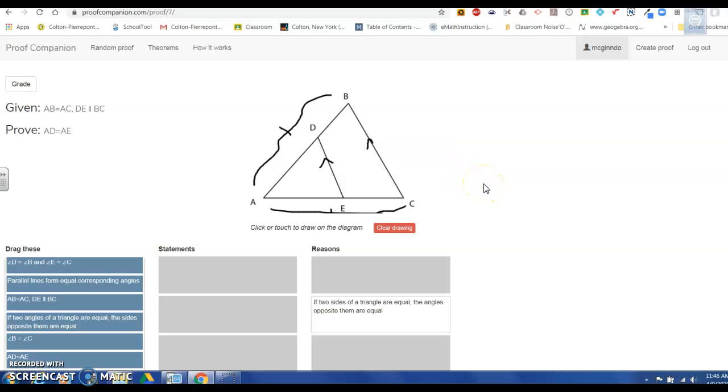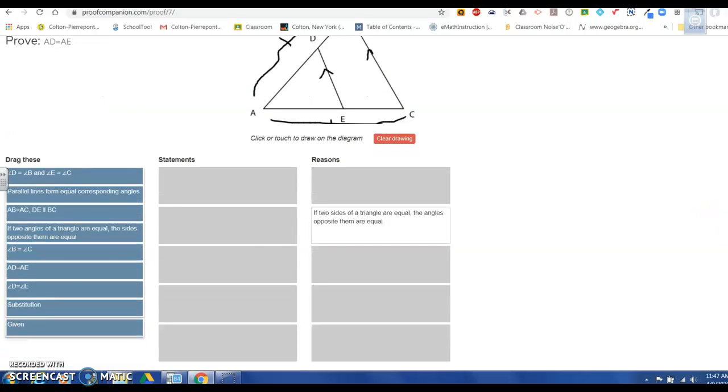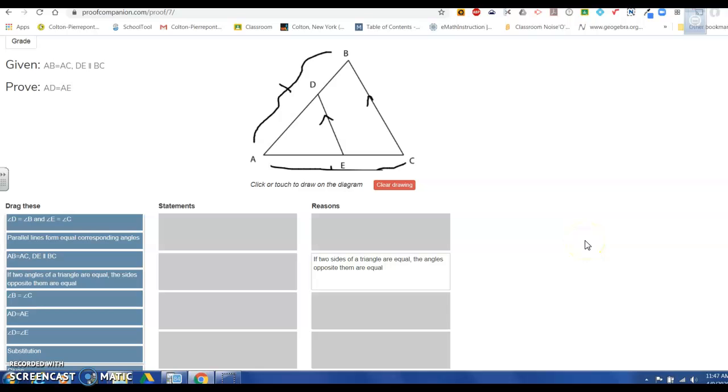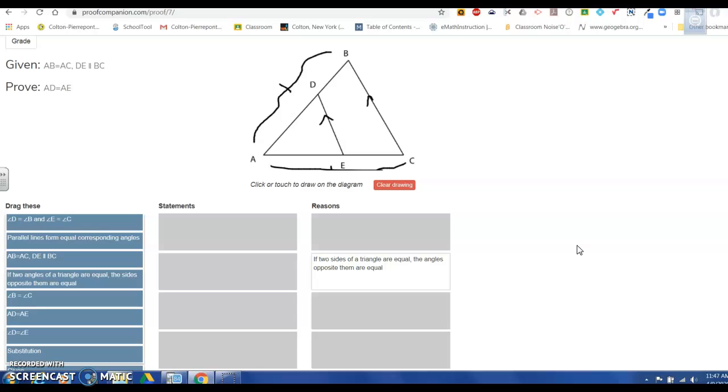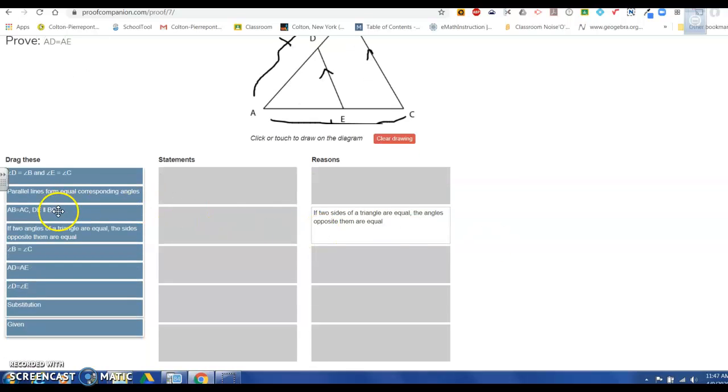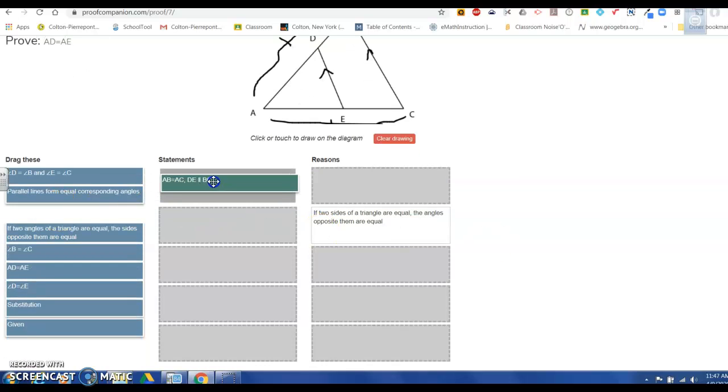Okay, so now I need to do my proof. I have my given here and I'm trying to prove that AD is equal to AE. What we need to do is go down here to our statements and reasons. These are the statements and reasons that you have to put into the proof. So let's do this proof. We want to start out with the given. Usually, given is AB is equal to AC and DE is parallel to BC, which is this one right here. So you just click and drag over to the statements. And the reason is given.